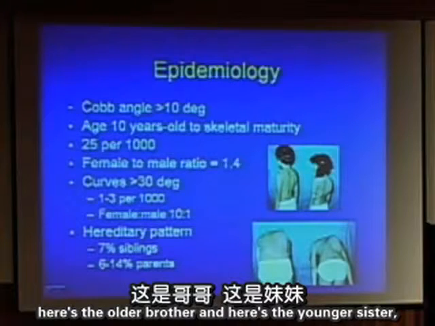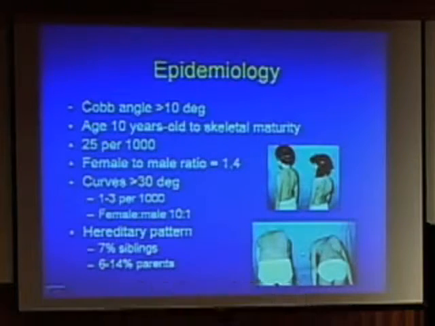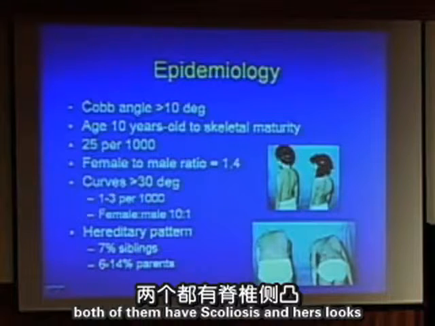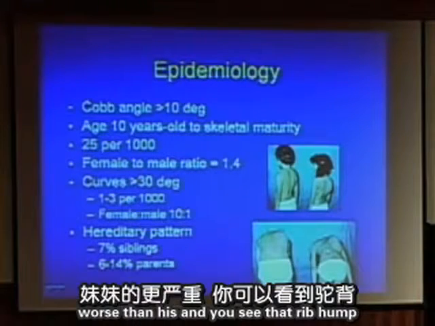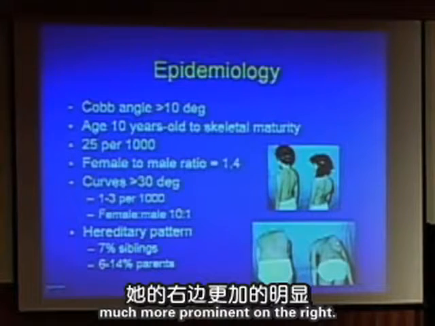And this is an example of siblings here. Here's the older brother and here's the younger sister, and both of them have scoliosis, and hers looks worse than his. And you see that rib hump that I was talking about, which she has much more prominent on the right.